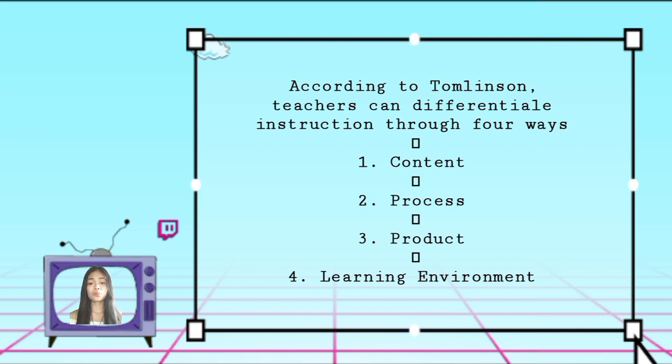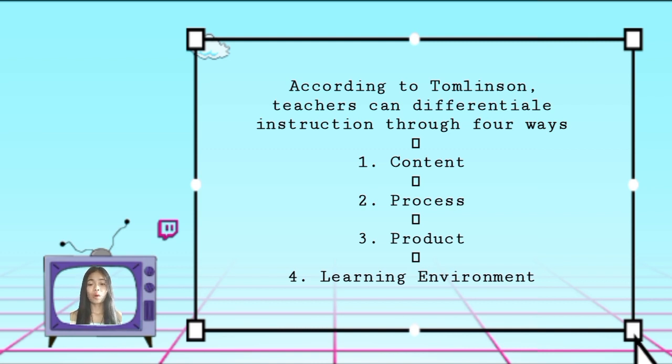And the third is product differentiation. Product differentiation focuses on how students demonstrate their understanding of the content. Instead of all students completing the same assignments or assessments, teachers provide various options for students to showcase their learning. This could include project presentations, essays, or multimedia creation, allowing students to demonstrate their understanding in ways that align with their strengths and interests. And the fourth is learning environment differentiation.